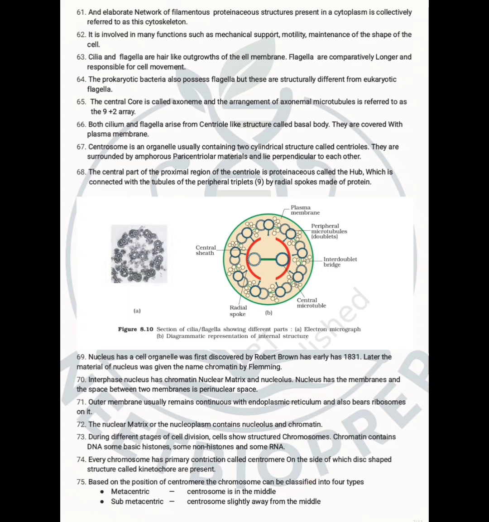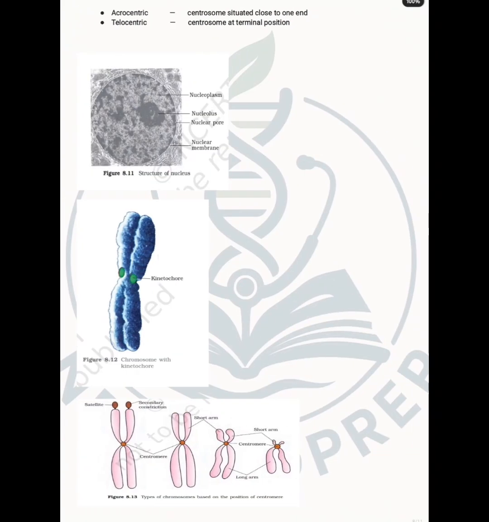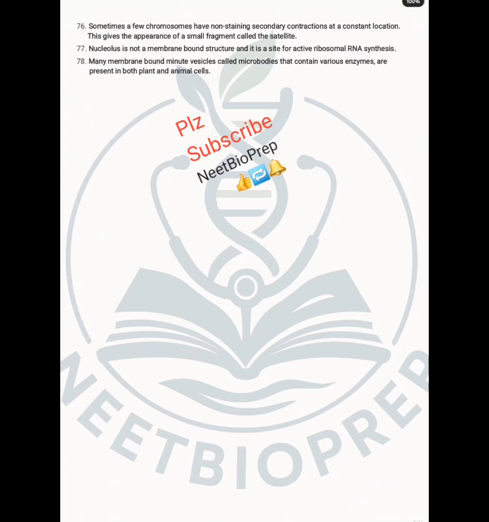Submetacentric, centromere slightly away from the middle. Acrocentric, centromere situated close to one end, and in telocentric the centromere is at the terminal point. Sometimes a few chromosomes have a non-staining secondary constriction at a constant location. This gives the appearance of a small fragment called the satellite.